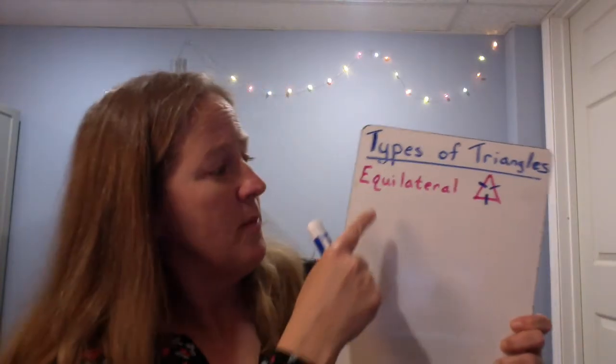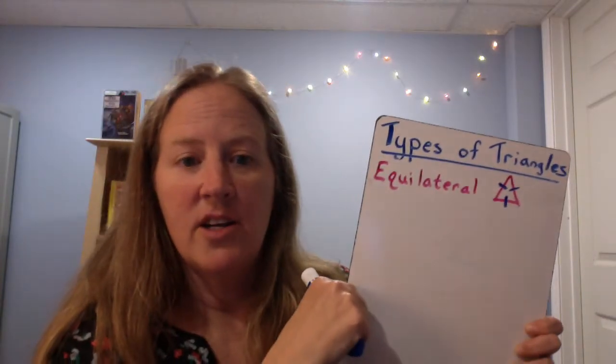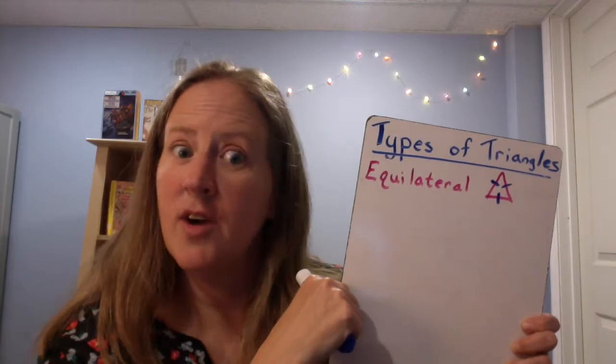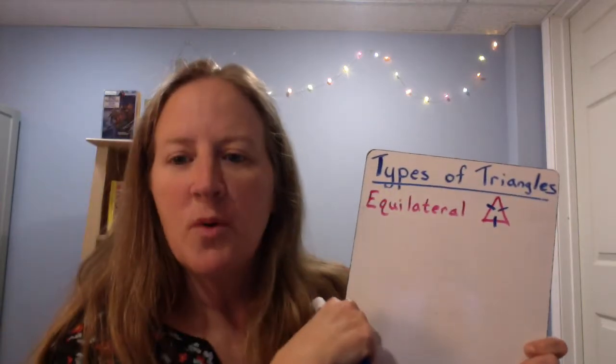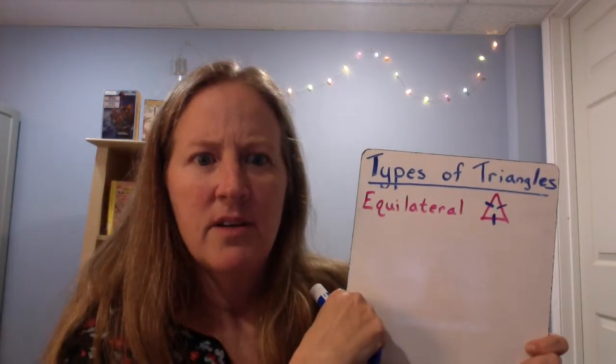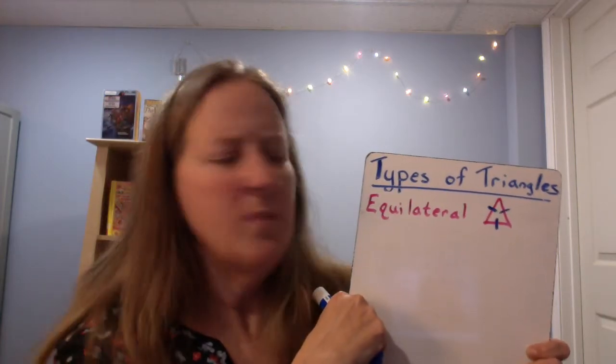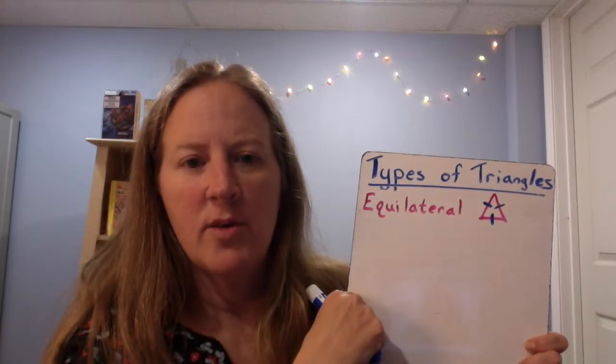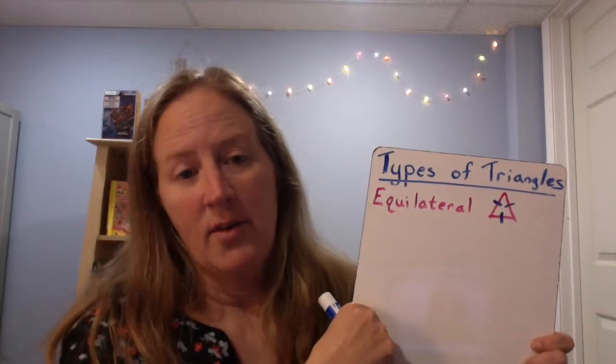The way that mathematicians show that all three sides are equal is by putting one little line on each side of the triangle. Bonus points if you can figure out what that's called, that little line. I don't know what it's called. Maybe I'll have it figured out by then. But you can just let me know what that is called. But this is an equilateral triangle.